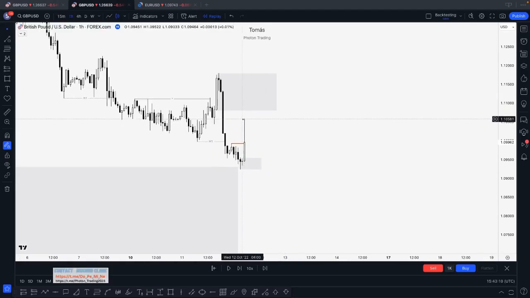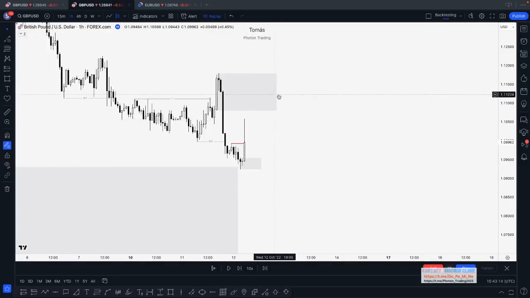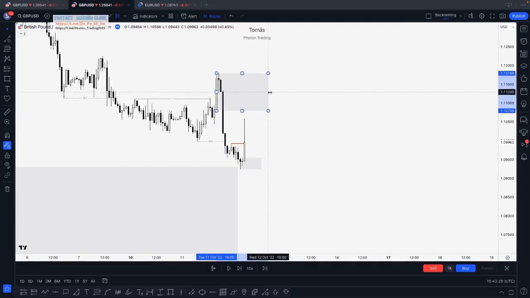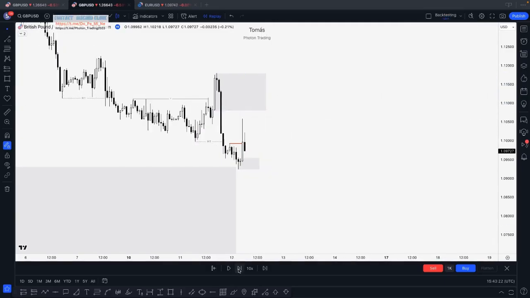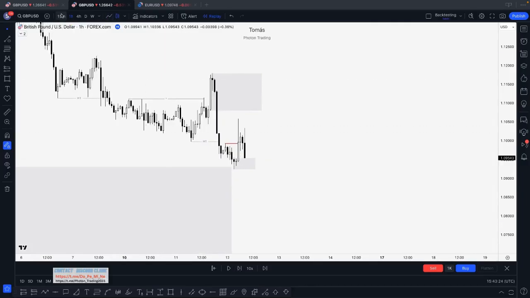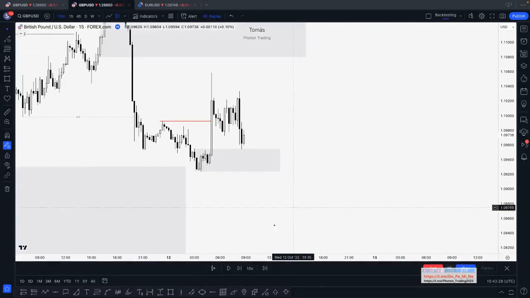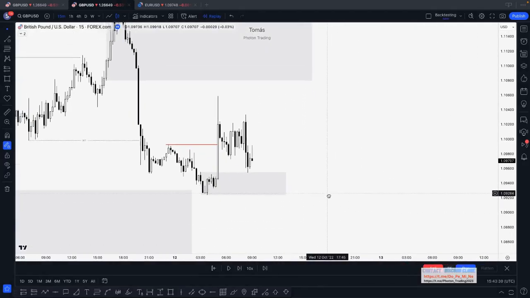So price did not mitigate anything. Nothing is mitigated, that's relevant. So I'm still interested in playing the bullish pullback before price reaches this mitigation. So let's see.